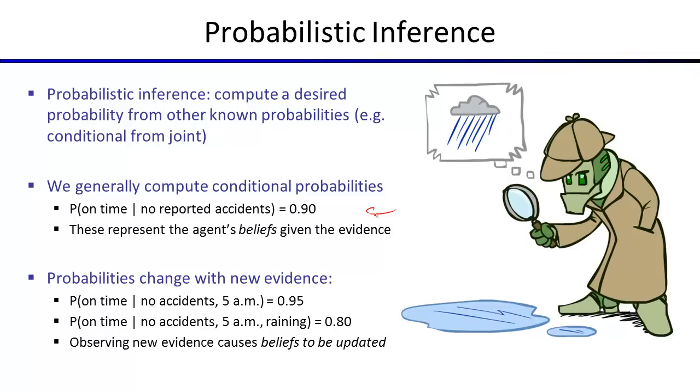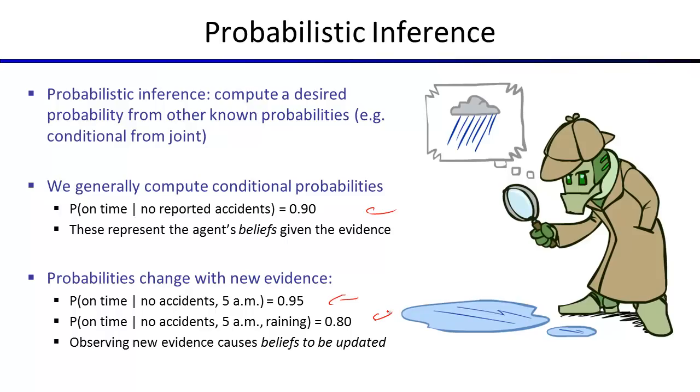And then if in addition you now also know it's raining, it can drop again, because in rainy traffic things go slower and so forth. That's really what we're after: how the distribution, or the conditional distribution, changes as a function of the amount of evidence we have.